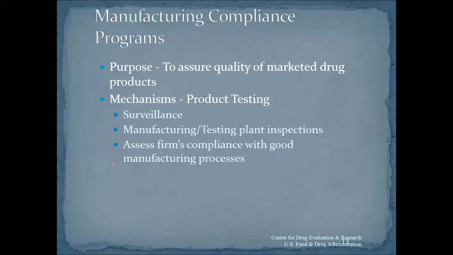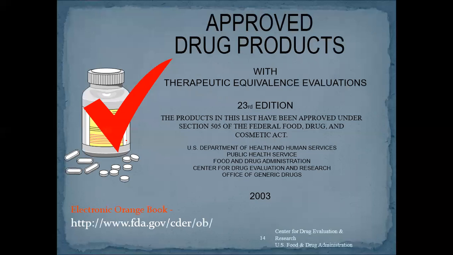Now, the purpose of this manufacturing compliance program is to assure the quality of marketed drug product, and the product is tested by surveillance, manufacturing or testing, the plant inspection, and assessing firms' compliance with good manufacturing practices or process, that is the GMP. Once this is done, this approved drug is published in the electronic Orange Book.